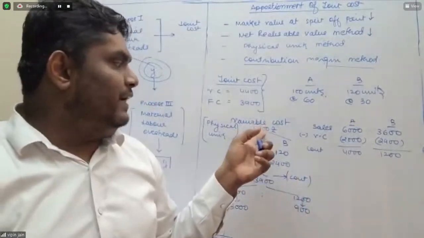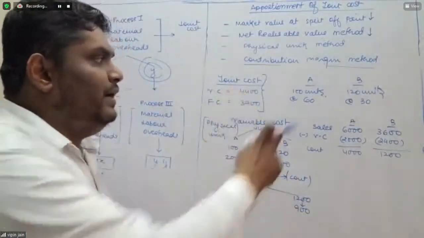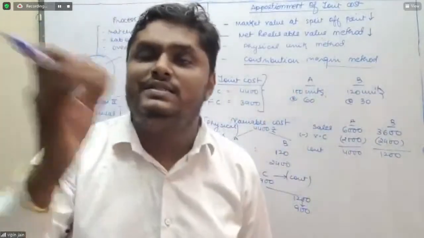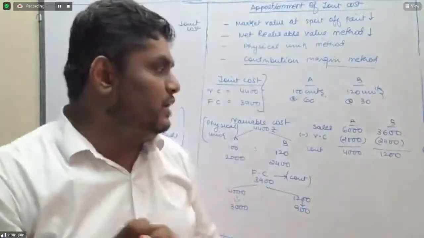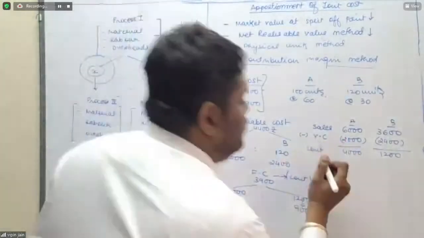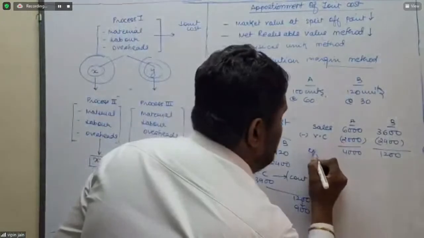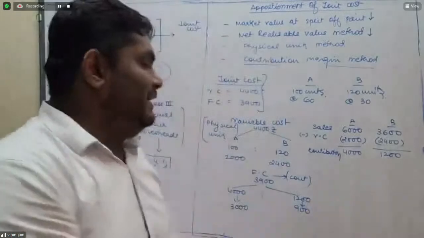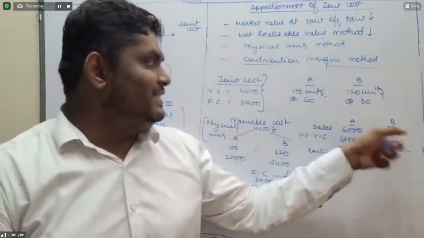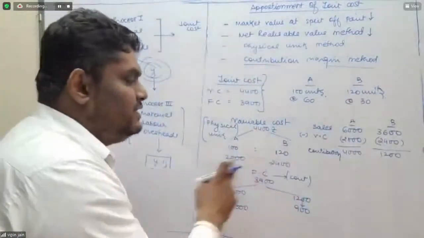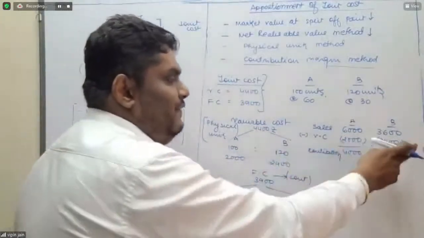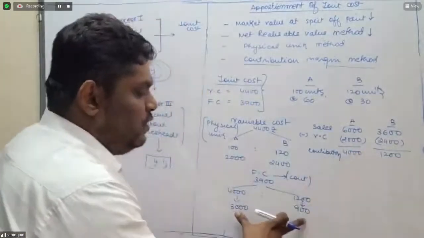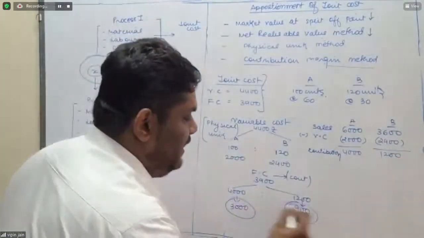So herein we have apportioned the variable cost of 4,400 in the ratio of 100 is to 120. And as far as fixed cost is concerned, since it is apportioned in the ratio of contribution, we have first calculated contribution. That is 6,000 sales and 3,600 sales minus the variable cost as apportioned, that is 2,000 and 2,400. This is how we will get the contribution. So in that ratio, the fixed cost will be apportioned, that is 3,000 and 900.